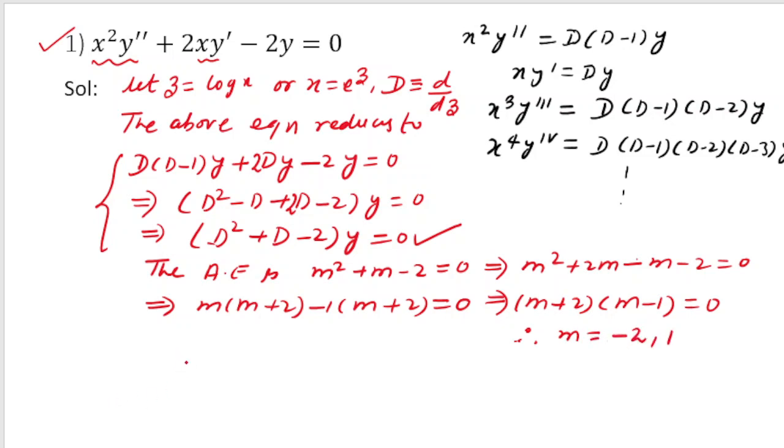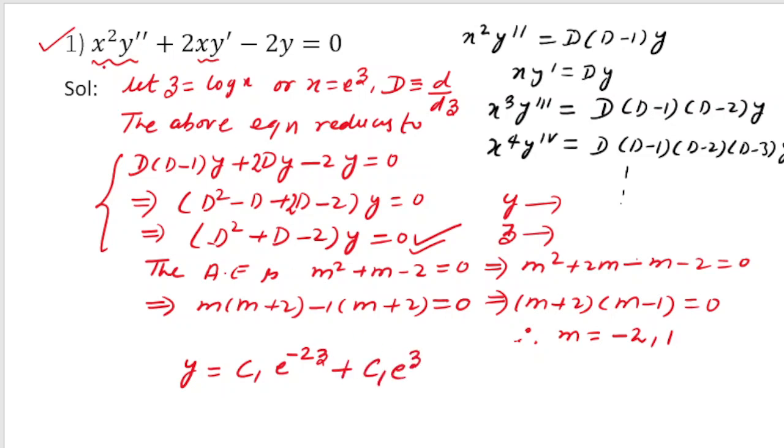So what is the general solution? The general solution is c1 e to the power, and here a lot of people make a mistake. This differential equation is one in which y is the dependent variable and z is the independent variable. So we should not write c1 e to the power minus 2x, but rather we should write c1 e to the power minus 2z plus c2 e to the power z.